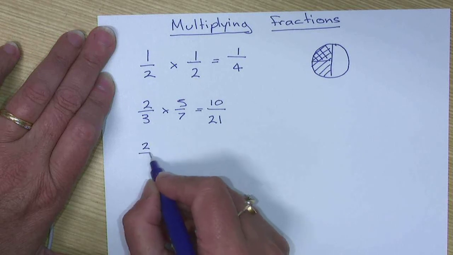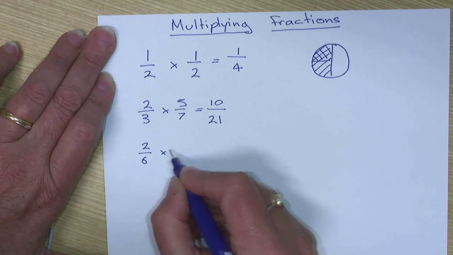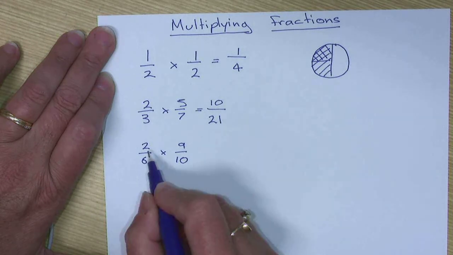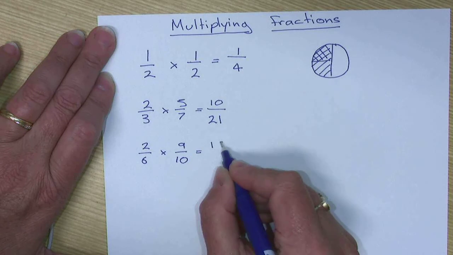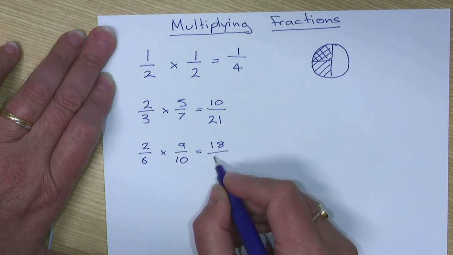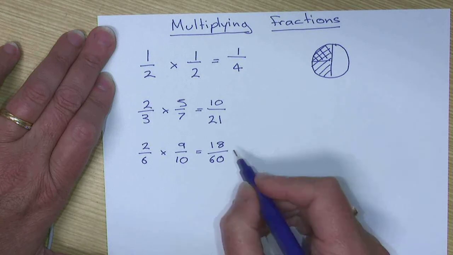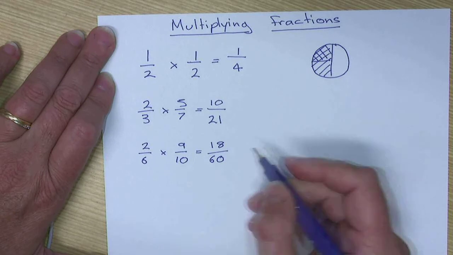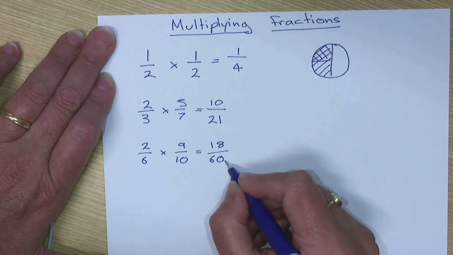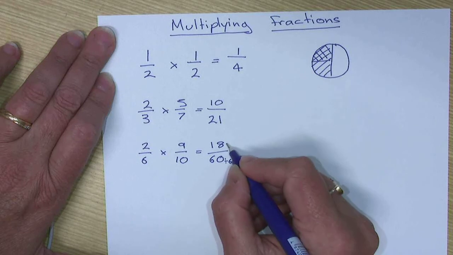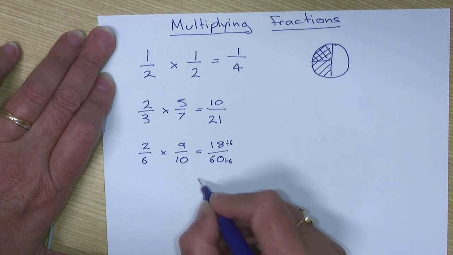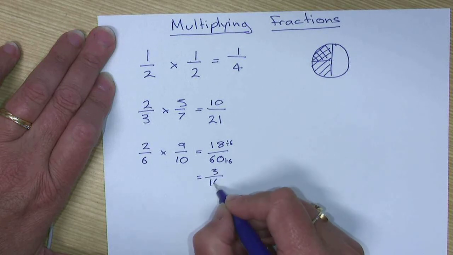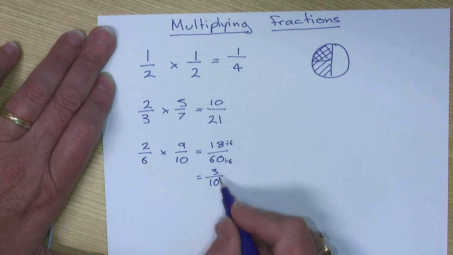If I have 2 over 6 times 9 over 10, I'm going to show you this in two ways. Firstly, 2 times 9 is 18, and 6 times 10 is 60. Now, this has common numbers. 6 goes into both of these, so let's start there. So we'll divide this by 6, and we divide this by 6, and we get 6 into 18 is 3, and 6 into 60 is 10. And so that's our answer, 3/10.